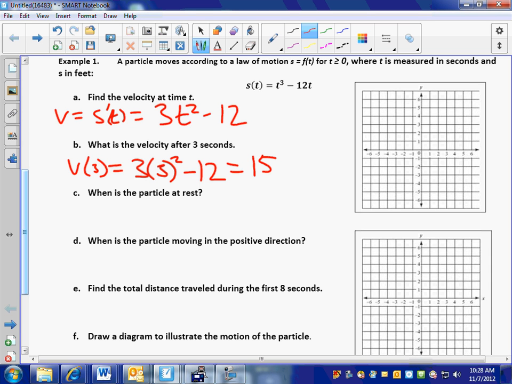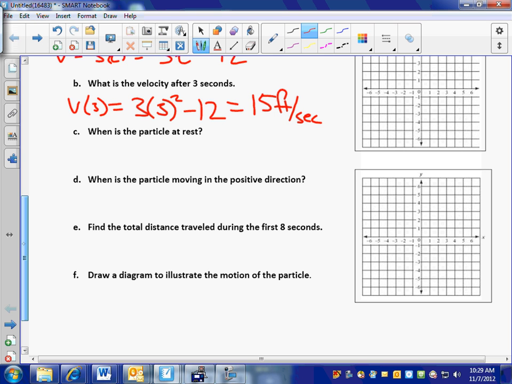This matters. Not just 15, but 15 feet per second. We have to attach a label because it's a derivative. The meaning of a derivative is that it's a rate. So we have to attach meaning to it. We took the derivative of the position, the distance, with respect to time. That's crucial. Always have to attach that.